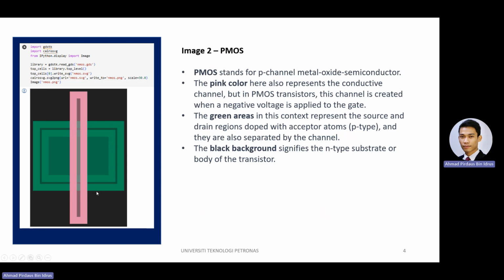You guys can see here that the PMOS, the pink color here also represents the conductive channel. But in the PMOS, this channel is created when a negative voltage is applied to the gate. The green areas in this context represent the source and the drain regions doped with acceptor atoms, the p-type, and they are also separated by the channel. The black background signifies the n-type substrate or body of the transistor.